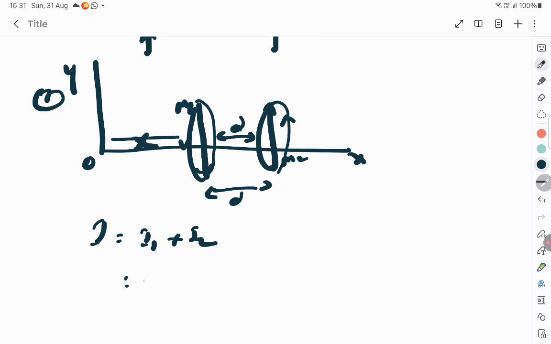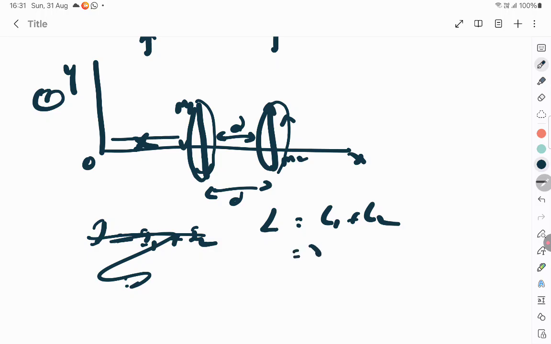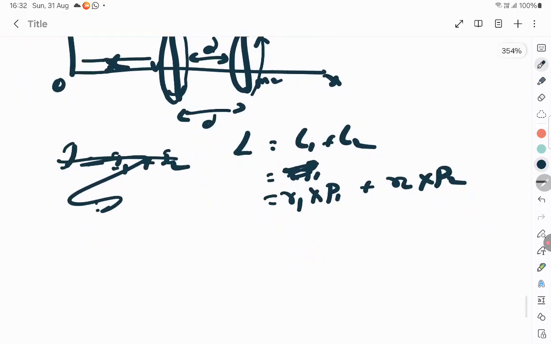So let's write it as a vector. I1 plus I2. No, this is angular, so not moment of inertia. Let's write angular momentum L is equal to L1 plus L2, because the question is not about inertia. So R cross P1, that's a cross product. So R1 cross P1 plus R2 cross P2.